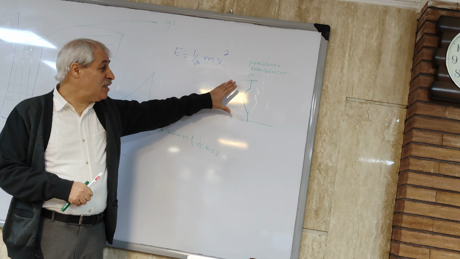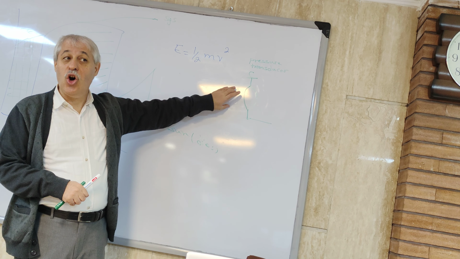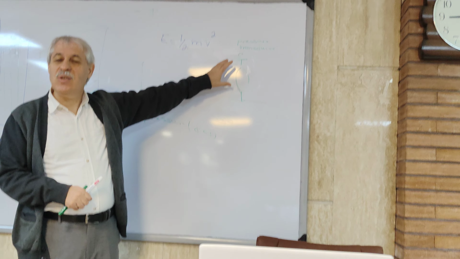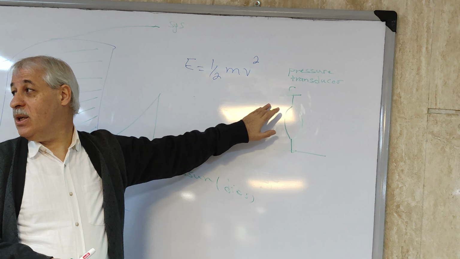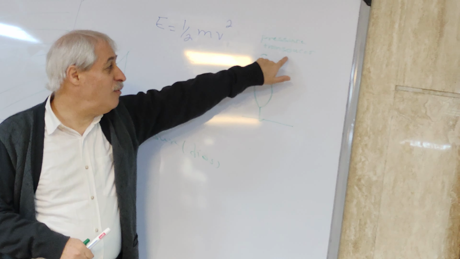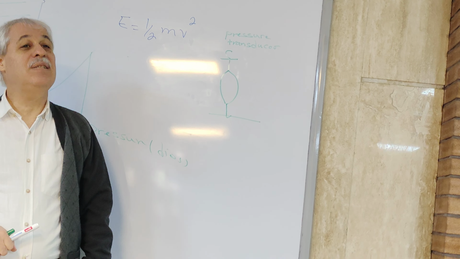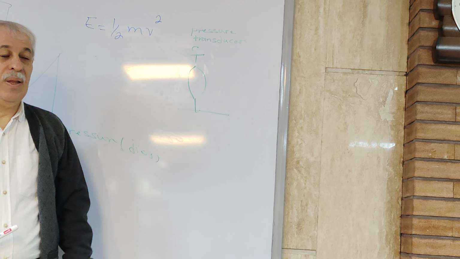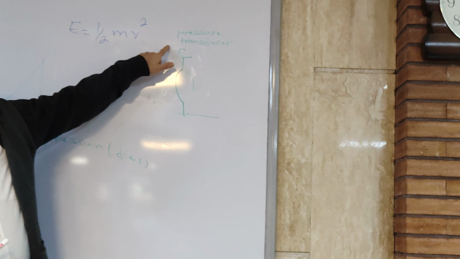In isometric contraction, which you can see here, the muscle length doesn't change, but the tension inside it will be increased. And you can measure it via a pressure transducer. This is called isometric. Both ends are fixed with two hooks.